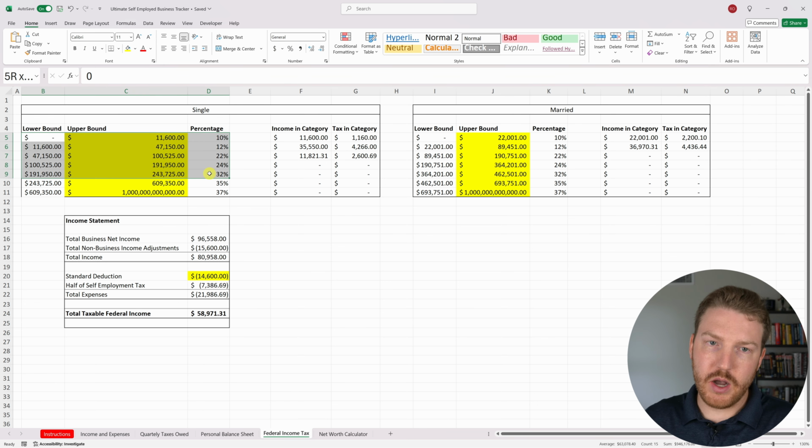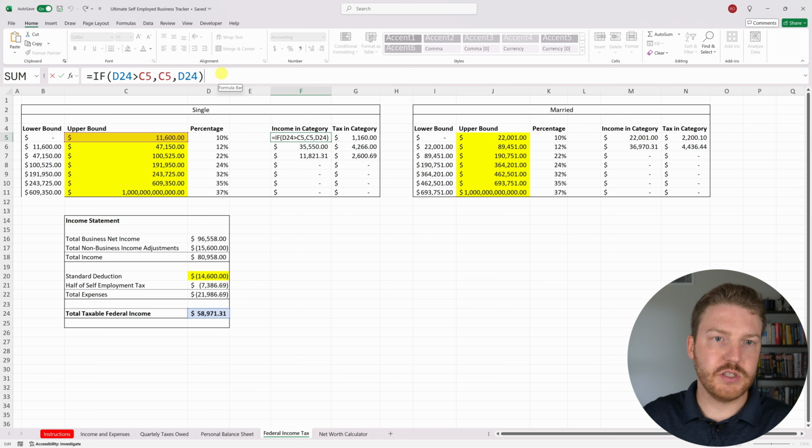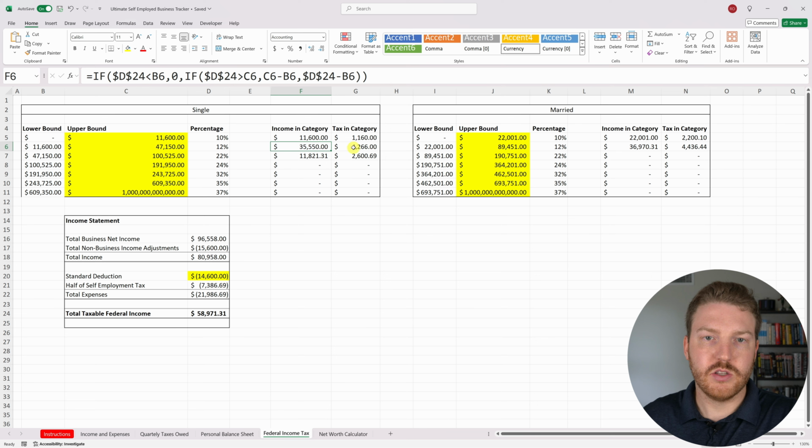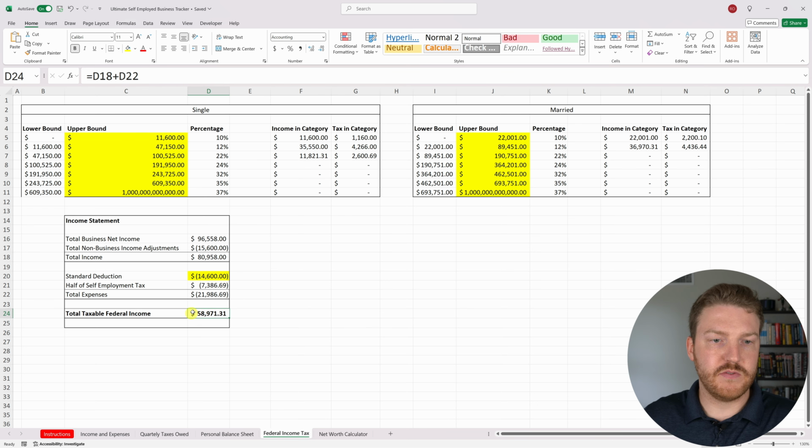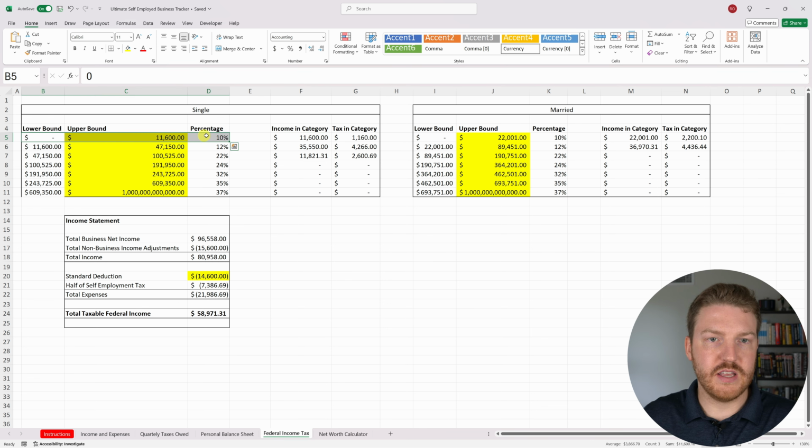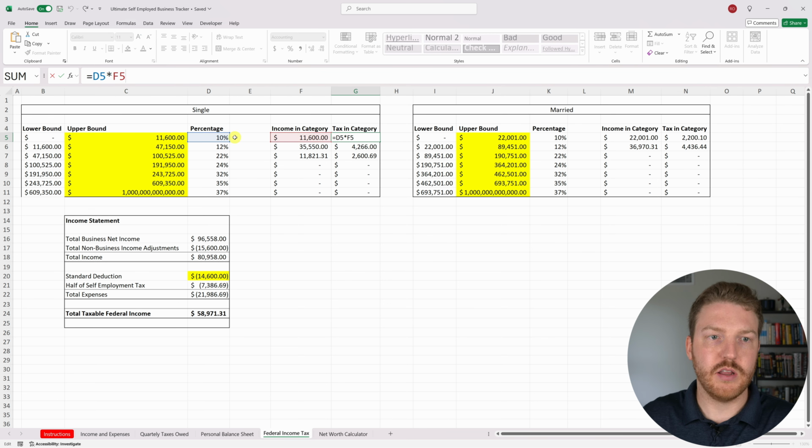Now we go into these buckets. So we're going to be saying, hey, if this value here is greater than the upper bound of this, then we use the total upper bound of that bucket, and we're going to incur the 10% tax on it eventually. But if it's not above that, then we'll just use that total taxable income there. And so we figured out that of this 58,971, 11,600 of it is going to fall into this bucket, and it's going to be taxed at 10%.